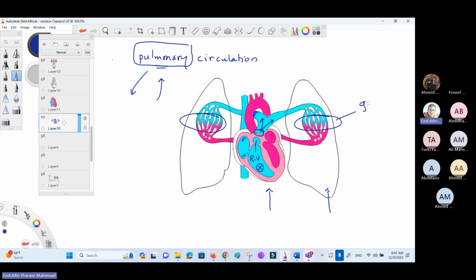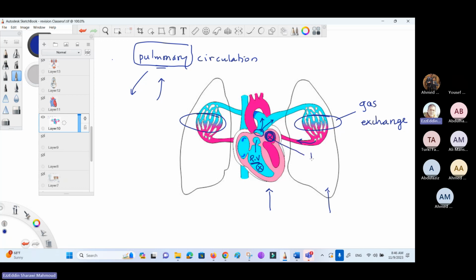It's gas exchange. So the red blood cells and the blood plasma will leave their carbon dioxide gas and be loaded with more oxygen gas, and return back. The returning blood sure will not return to the right ventricle. It will return to another chamber which is called, say, what is this?